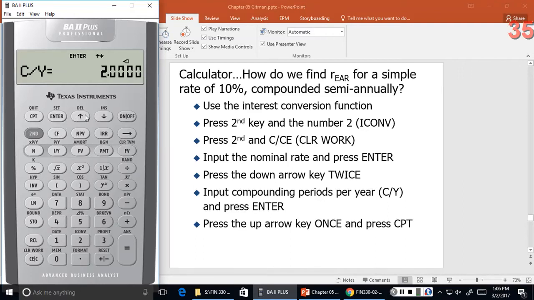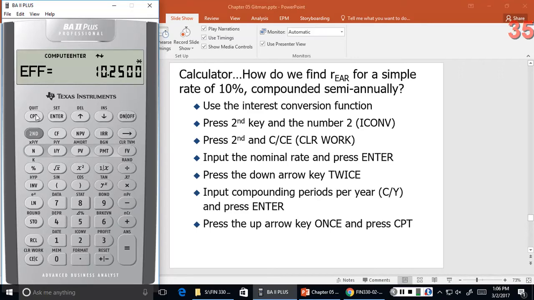Press the enter key. Now we're going to press the up arrow key once, and it tells us to press the compute key to come up with the solution. And the effective rate of interest is 10.25%.